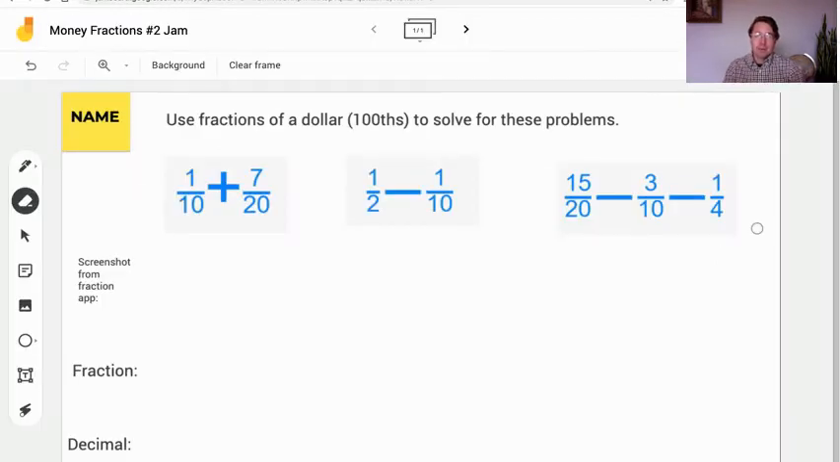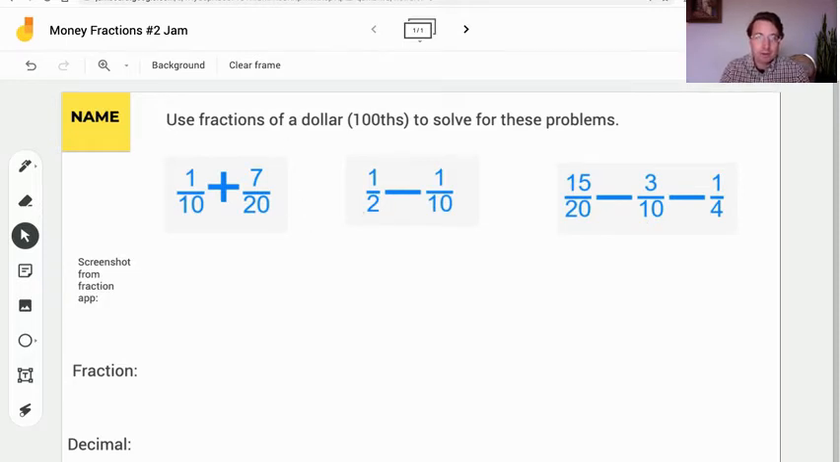Here it is. We have 3 questions here. Each question has 2 fractions that are either being added or subtracted with different denominators. So this is a 10th, this is a 20th, half, a 10th, 20th, 10th, 4th. So we see some of them again and again, but let's go ahead.